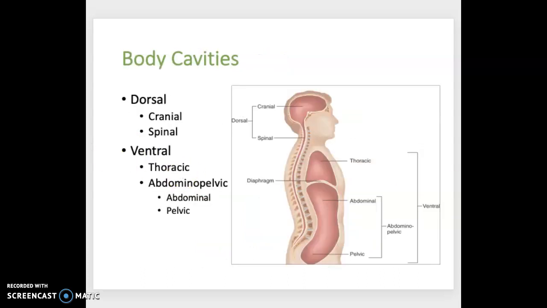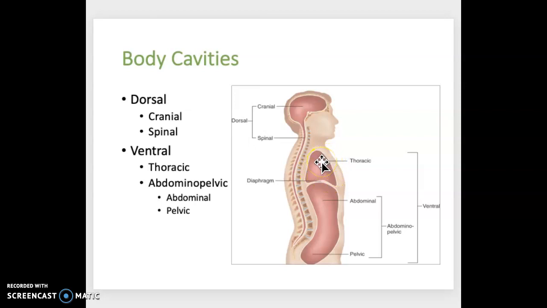Okay, now major body cavities. There are two major body cavities, the dorsal cavity, which is toward the back of the body, and the ventral cavity, located toward the front. The dorsal cavity has two subdivisions, the cranial cavity and the spinal cavity, back here, also known as the vertebral cavity.